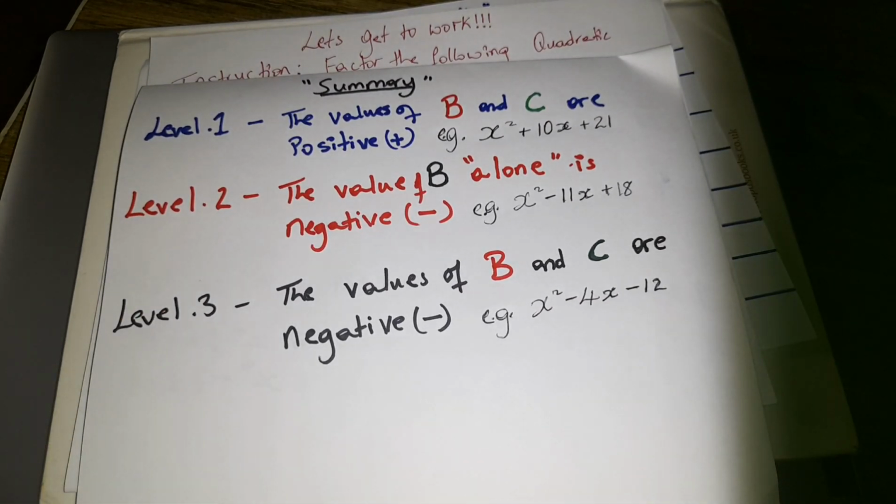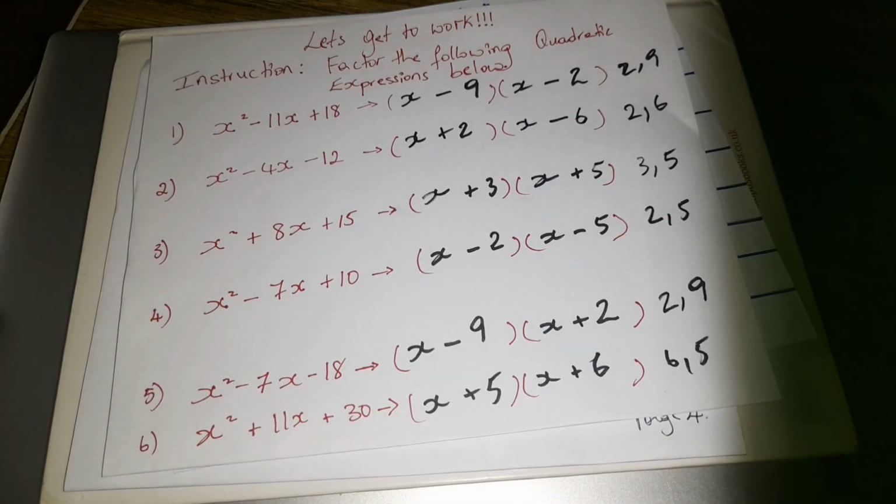Level 1, the values of B and C are positive. Level 2, where B alone is negative. And level 3, B and C are negative. And once you identify that, you know how to go ahead solving using this method. There's no easier method around right now for solving this.